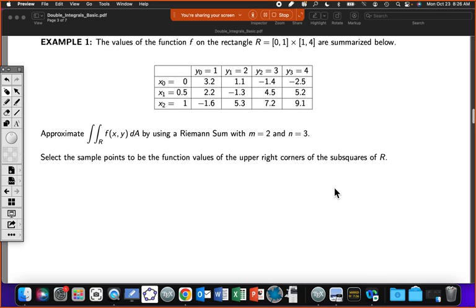Approximate the double integral using a Riemann sum with m equals 2 and n equals 3. So we'll chop the x-axis up into 2 equal parts and the y-axis up into 3 equal parts. That'll give us 6 little rectangles to work with, and we're supposed to sample the function using the values in the upper right corner. So let's see if we can actually sketch this out.